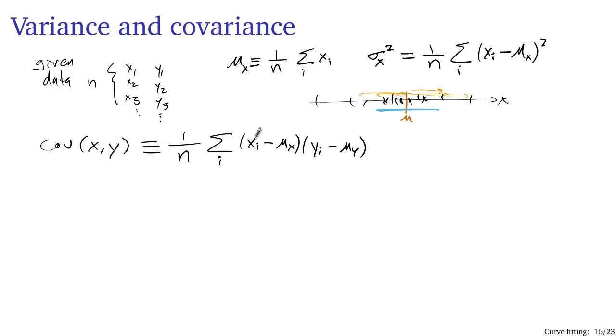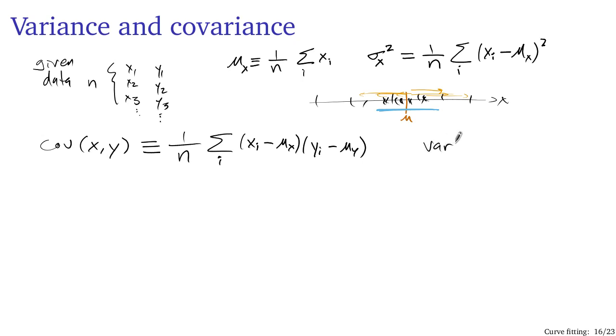For instance, if when x is greater than its mean, this is positive, if that tends to go in your data set with y values that are also larger than that mean, then this product will be a positive number times a positive number. It will tend to be positive, and your covariance will tend to turn out to be a positive number. Now, if when x is larger than its mean, y tends to be smaller than its mean, then this product will turn out to be negative, and you'll get a negative covariance. So this covariance thing tells you the degree to which x and y tend to vary together. And it's related to the variance.